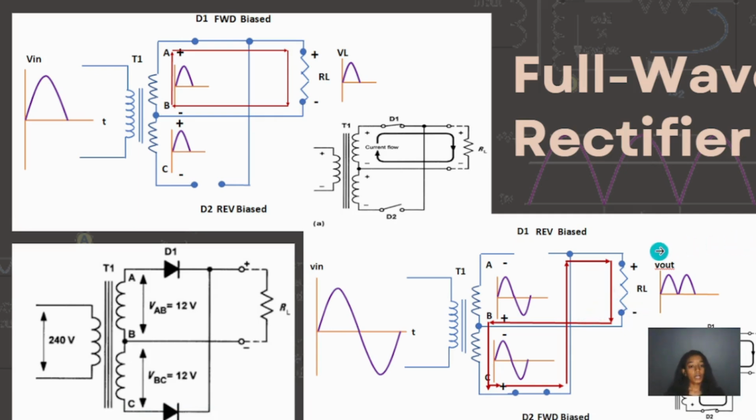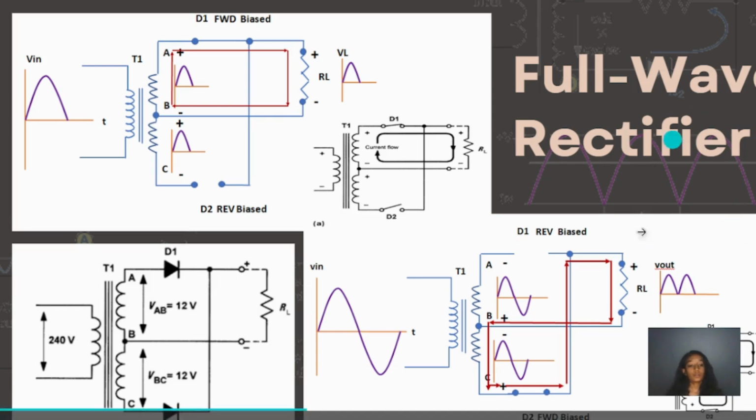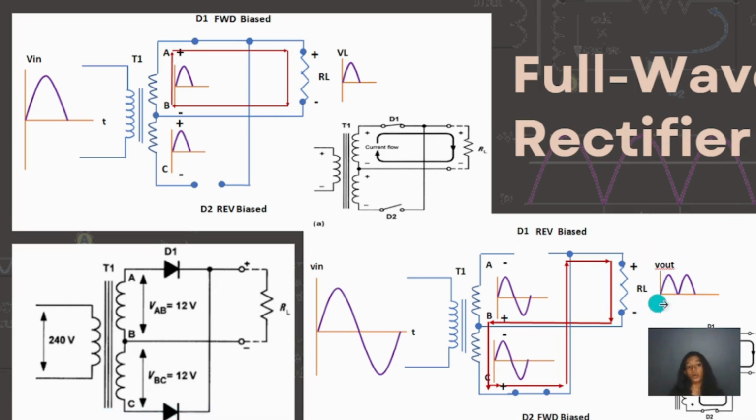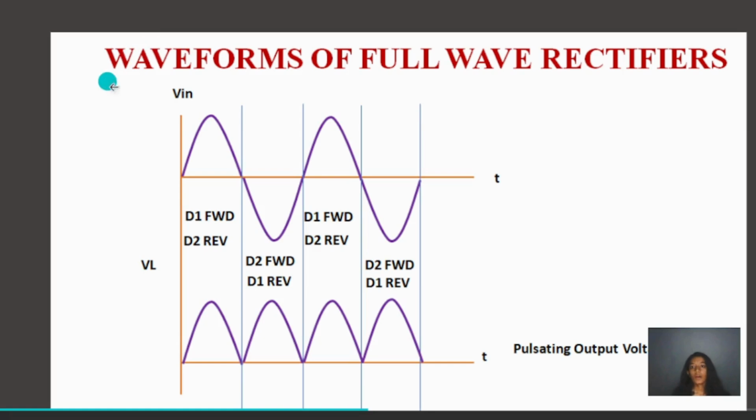So the final output waveform is a continuous series of positive half cycles of sinusoidal waveform. Basically, it is a combination of two half cycles output waveform. So these are the waveforms of full wave rectifiers. We can see that there is one full wave over here, and during the positive half cycle, D1 is forward biased and D2 is reverse biased, and this will be the output that we'll be getting.